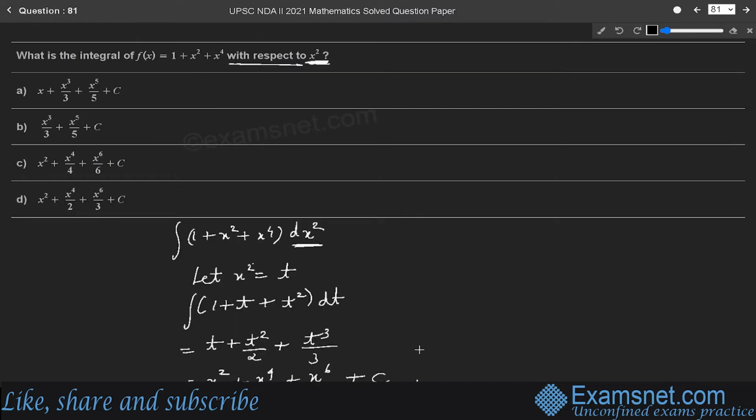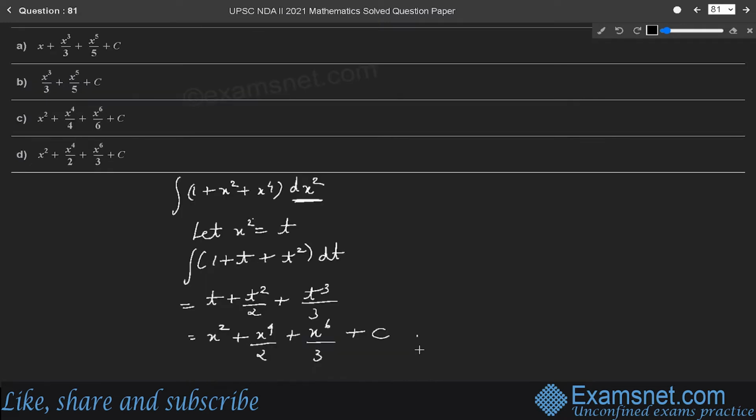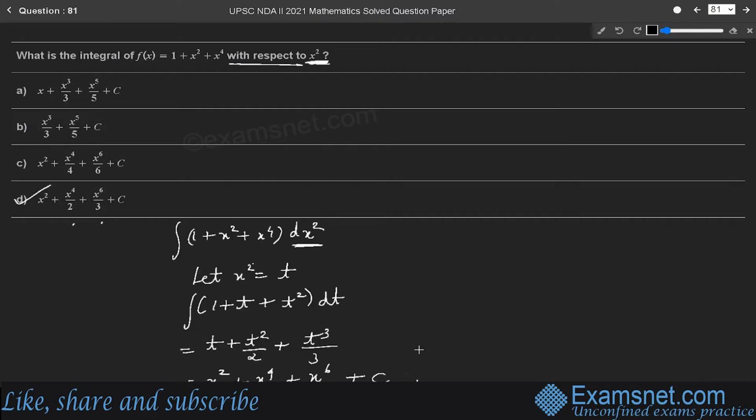So we can say that option number D is correct for this question, which is x square plus x to the power 4 by 2 plus x to the power 6 by 3 plus C.